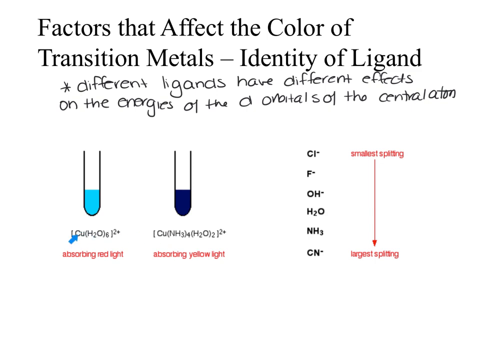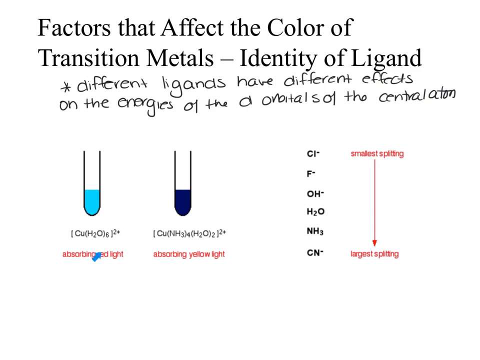When we made our copper patinas, we started with a copper water complex. And then when we added ammonia, the ammonia fuming bath, we got a dark blue color. And this was more of a blue-green. So this absorbs red light, but this one absorbs yellow light, and that gives us our different colors. The reason we get different colors is because of the ligands that are attached to it.